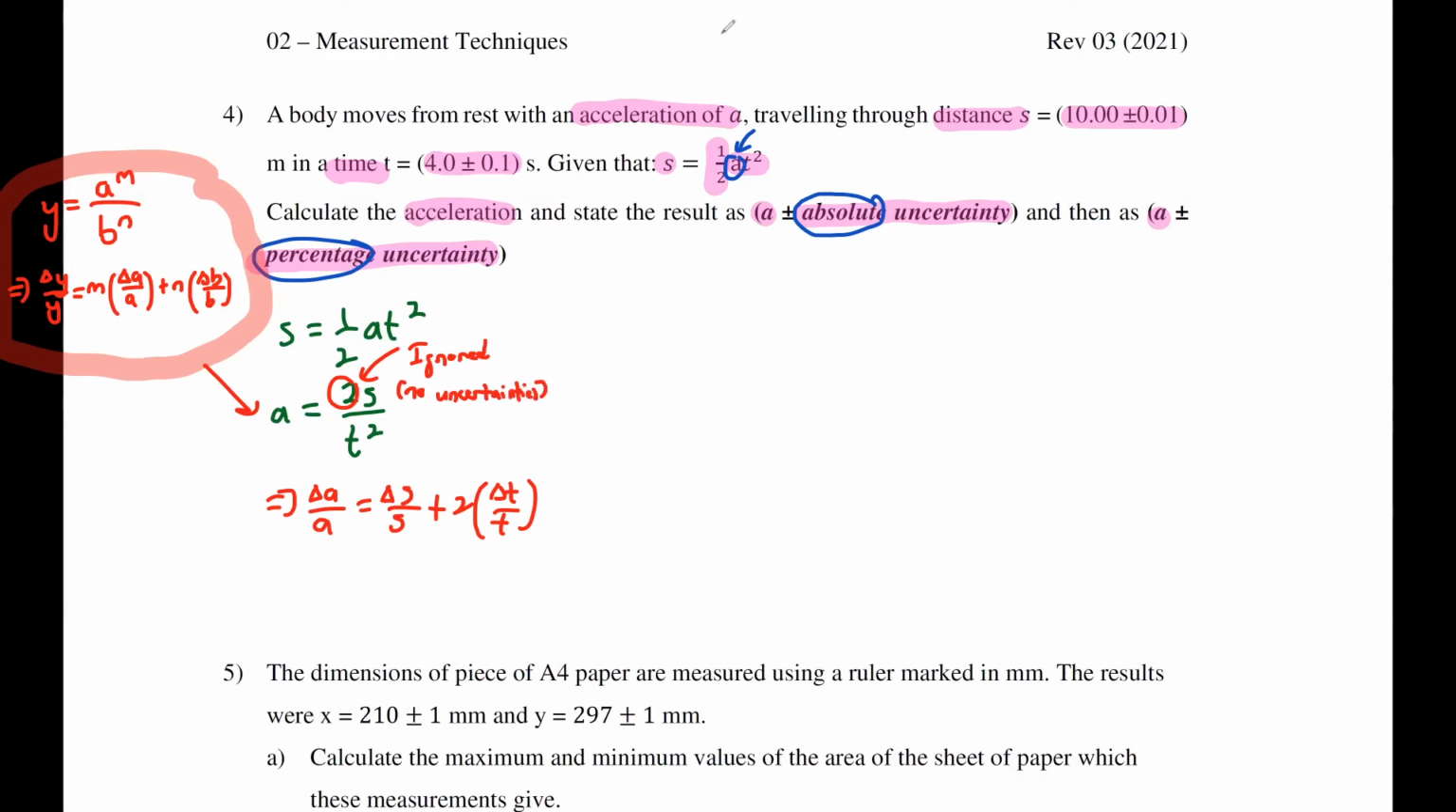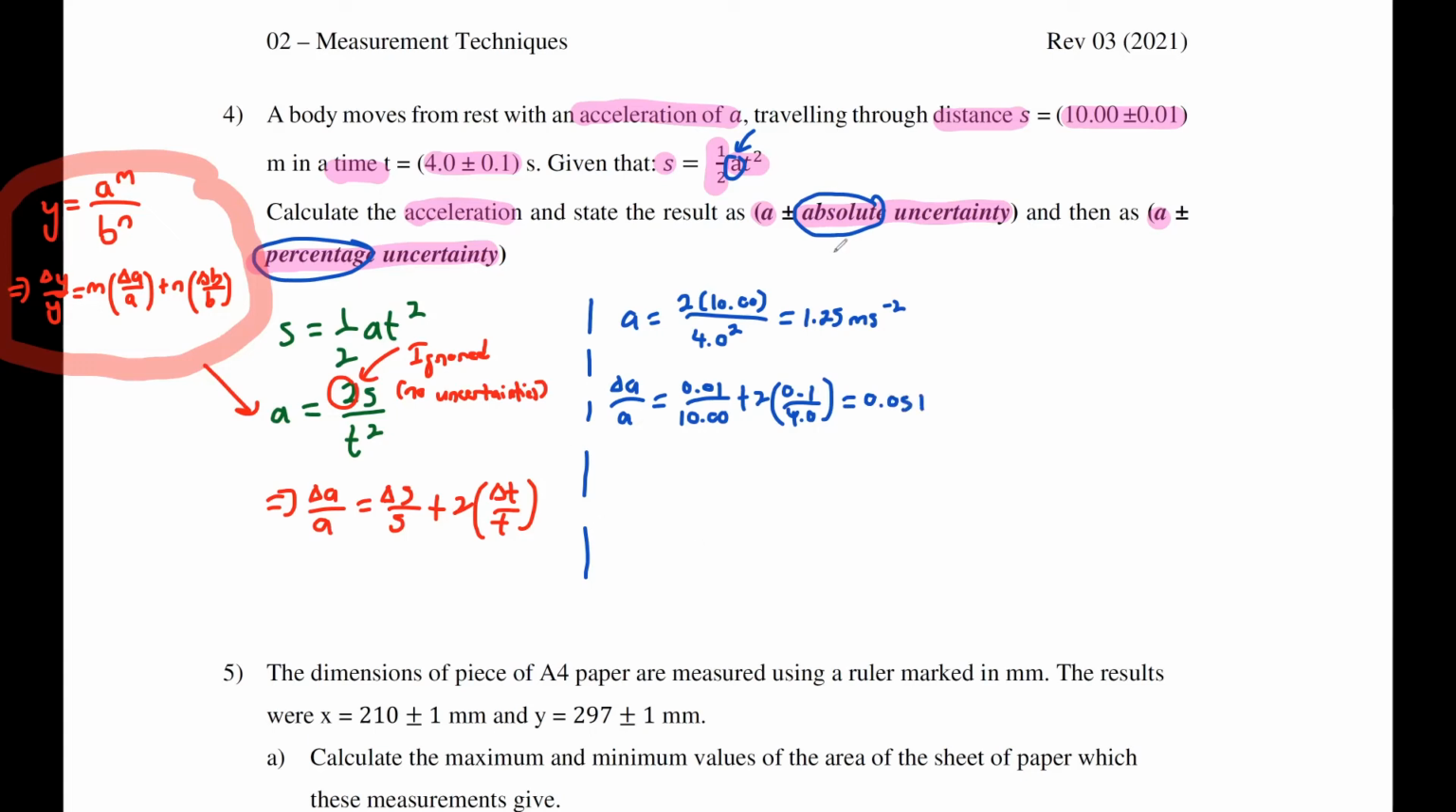So if we sub in all the values right now, we will get a is equals to 2 times 10.00 divided by 4.0 squared, getting us 1.25 meter per second squared. And then the fractional uncertainty will be equals to 0.01 divided by 10.00 plus 2 times 0.1 over 4.0, we will get 0.051.